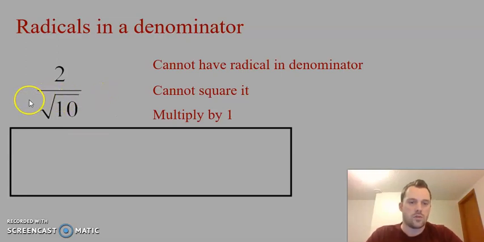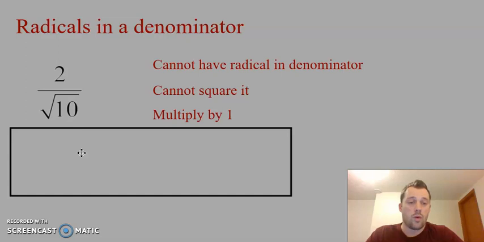Just like we don't like a negative in the denominator, we want it up top or out in front. We can't have negative exponents as part of our simplified expression. We also can't have a radical in the denominator. So this would not be a completely simplified expression.